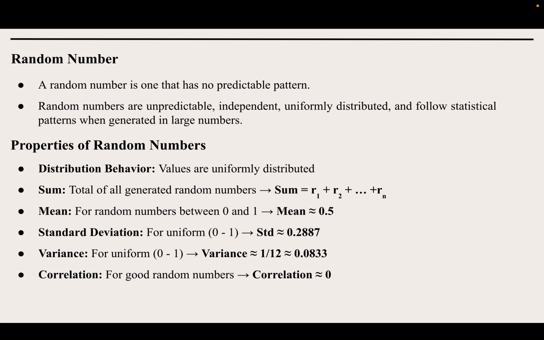A random number is one that has no predictable pattern. That's why the name given to it is random number. These random numbers are unpredictable, independent, uniformly distributed, and follow statistical patterns when generated in large numbers. So all those things we are going to see here.